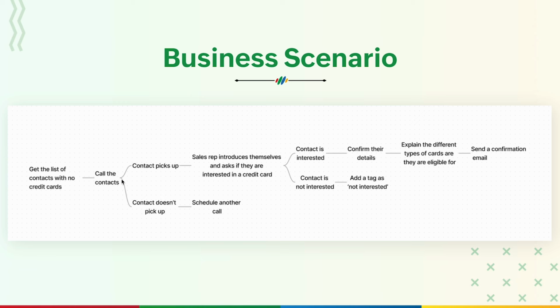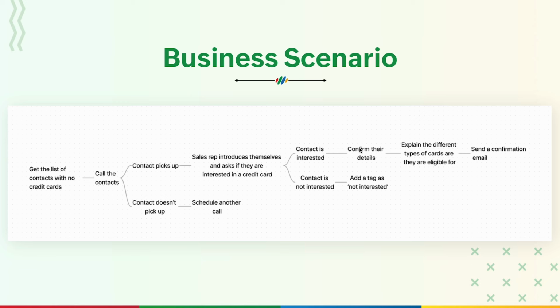First, the sales agent calls the contacts, and once the contact picks up, the sales agent introduces themselves and asks them if they're interested in getting a credit card. If the contact is not interested in getting a credit card, the sales agent is going to add a tag to the record as not interested. But in case the contact is interested in getting a credit card, the sales agent is going to confirm and verify the details. That is their name, phone number, email address, mailing address, age, date of birth, and all of that.